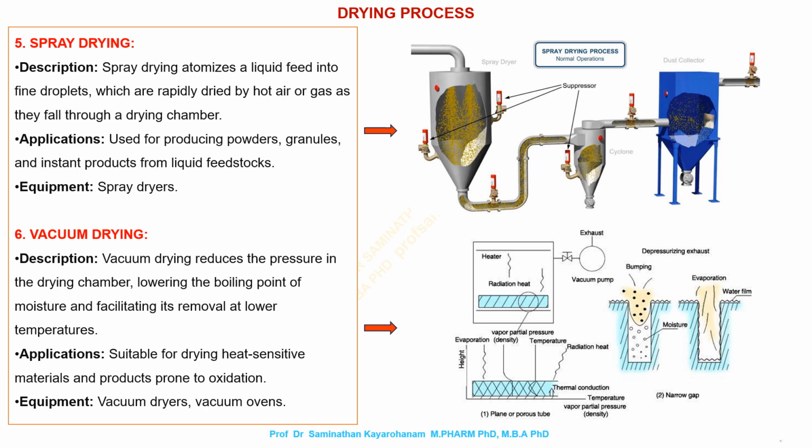6. Vacuum drying. Description. Vacuum drying reduces the pressure in the drying chamber, lowering the boiling point of moisture and facilitating its removal at lower temperatures. Applications. Suitable for drying heat-sensitive materials and products prone to oxidation. Equipment. Vacuum dryers, vacuum ovens.